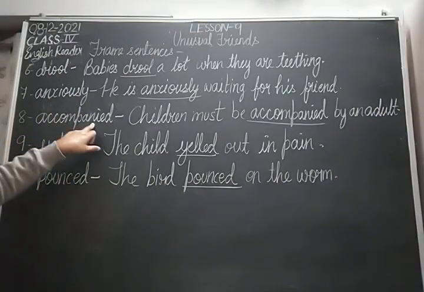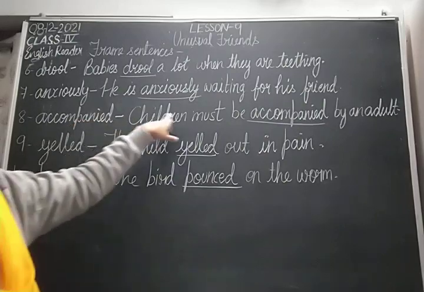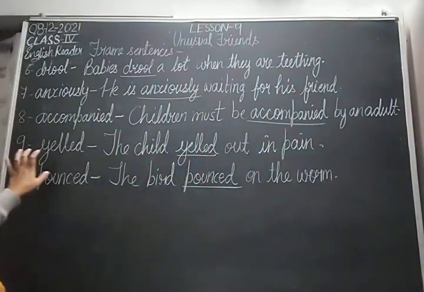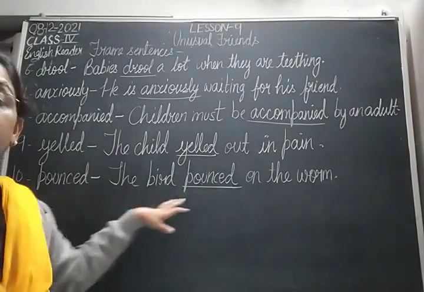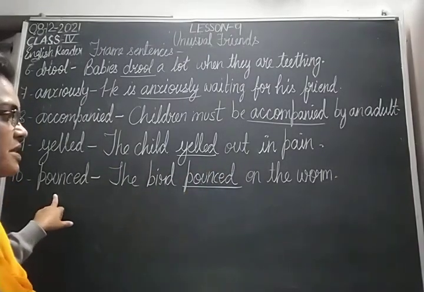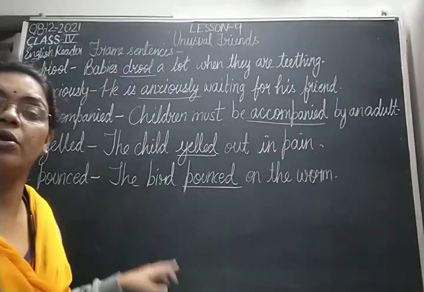Eighth, accompanied. Accompanied means साथ में. So children must be accompanied by adult. Ninth, yelled, shout loudly. The child yelled out in pain. Tenth, pounced means attacked. The bird pounced on the worm.